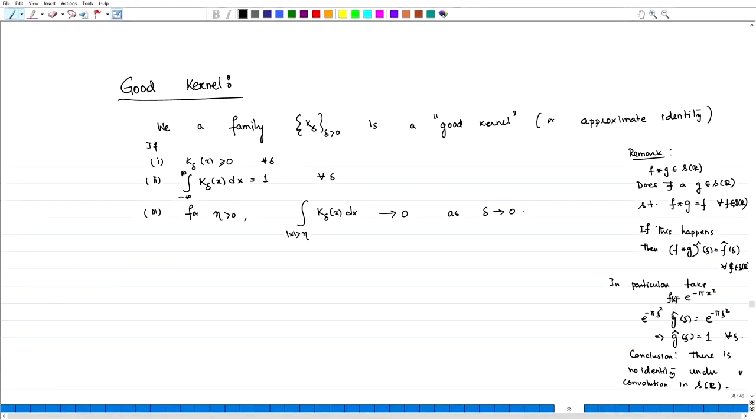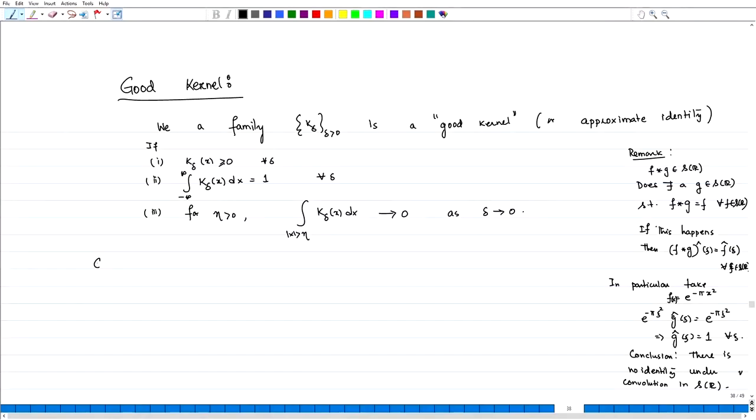Welcome back. In the last lecture, we have seen that the Schwartz space does not have an identity under convolution. However, we call a family an approximate identity if it satisfies these three relations, just like before when we saw the Fejér kernel and Poisson kernel in the Fourier series setup. In the discrete case we have an identity, so we are lucky there, but in the circle we did not have that kind of privilege.